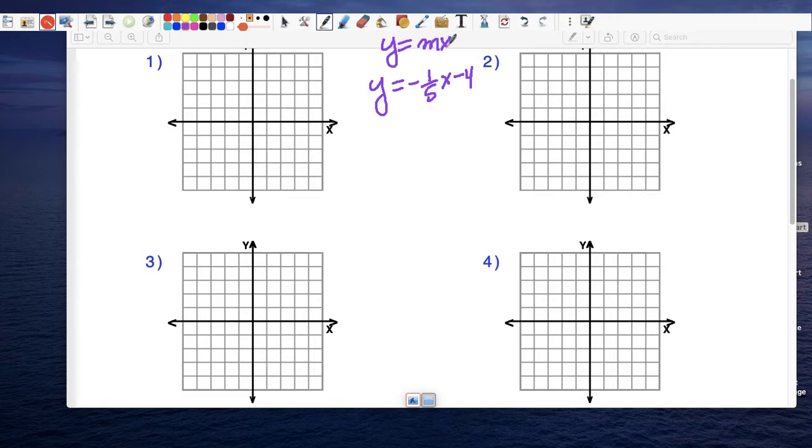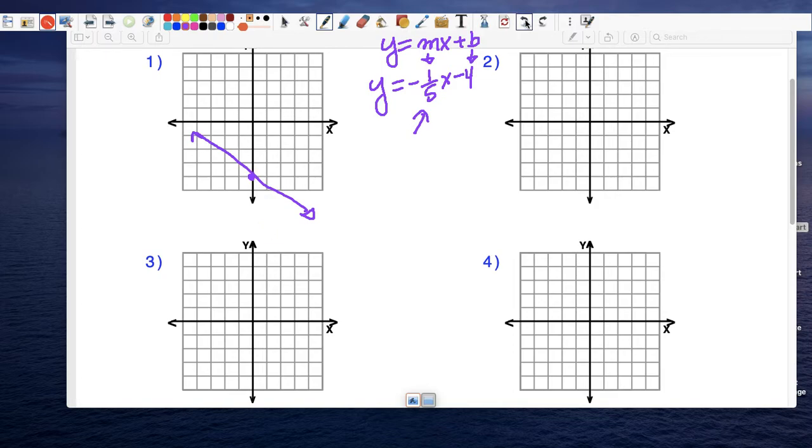slope-intercept form, mx plus b, where m is the slope and b is my y-intercept. So my y-intercept is negative 4, so I go 0, 1, 2, 3, 4. The line we're about to graph is going to cross the y-axis at negative 4. And if you look at your slope, it's a negative slope because it says negative 1/5. Whether it looks like this, or like this, or like this, it's going to go through negative 4 on the y-axis.